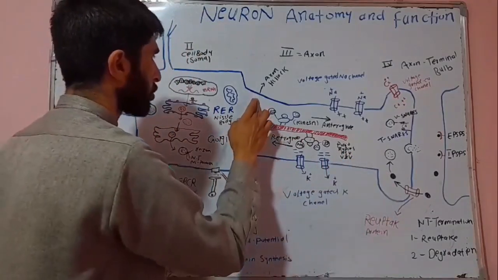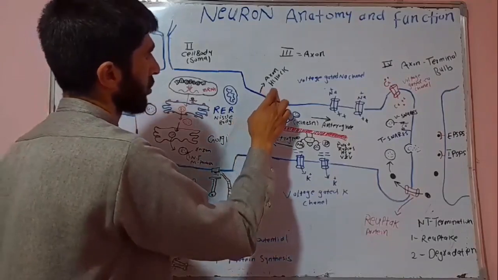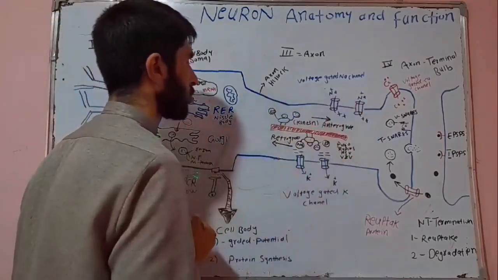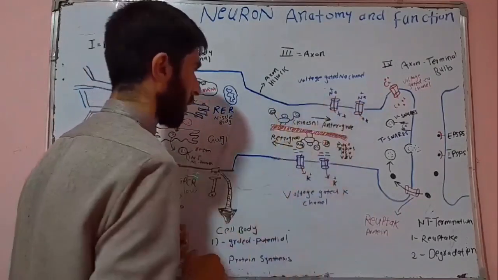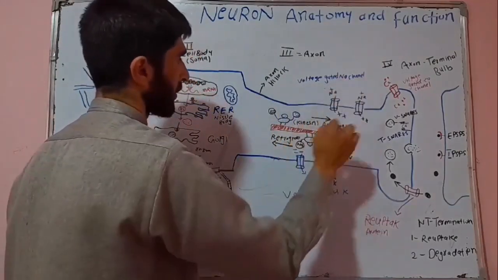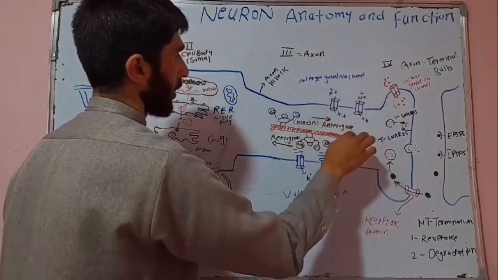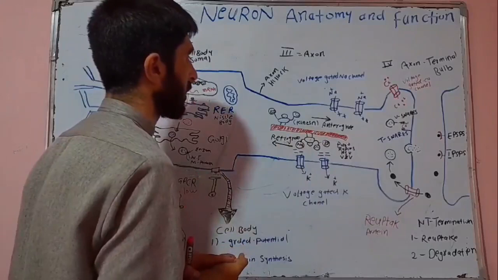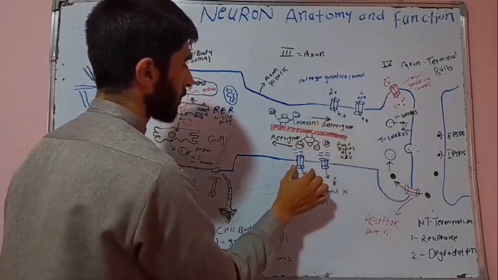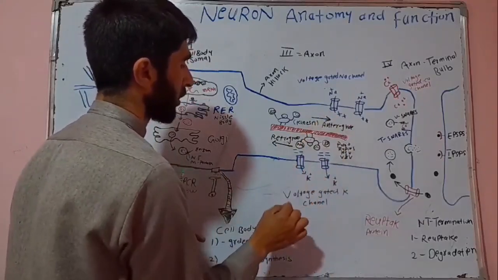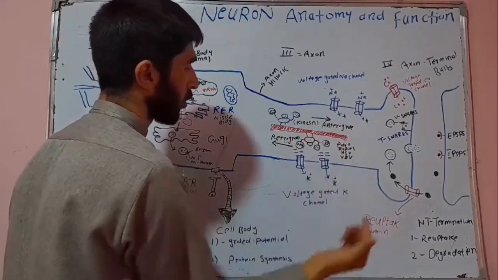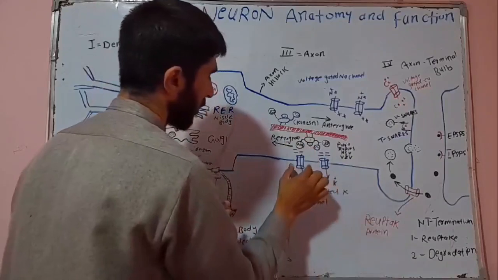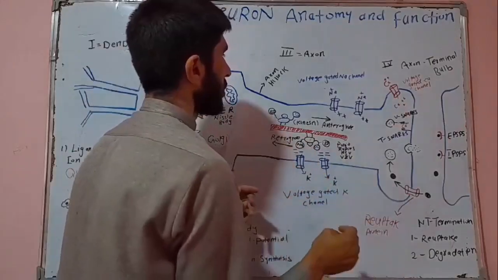If the action potential reaches the axon hillock, it will go towards the axon and open some sodium channels. Sodium will enter into the axon, and the cell will go into the depolarizing stage. At the same time, potassium channels also open, and potassium will get out from the cell, and the cell will go into the repolarizing stage.